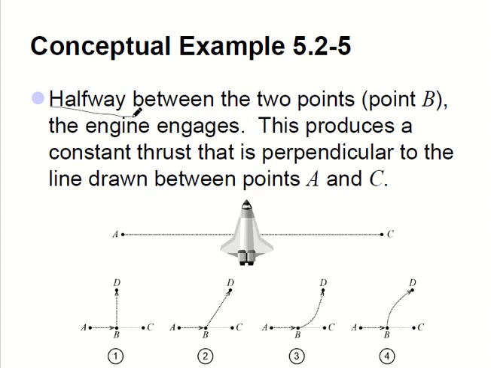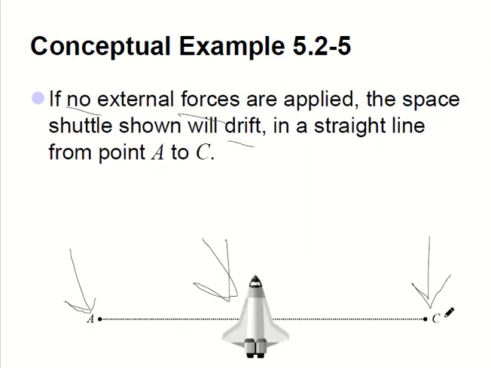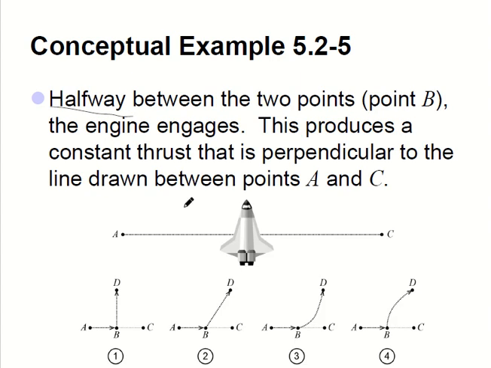Then we're going to continue halfway, going halfway between those 2 points, A all the way to C, and then halfway is B, and the engine is going to engage, meaning the engine is on up to the halfway, and that is going to produce a constant thrust. It's just a motion or a force that is going to be perpendicular to the line drawn between points A and C. Okay, so when you look at it, it is perpendicular like that.